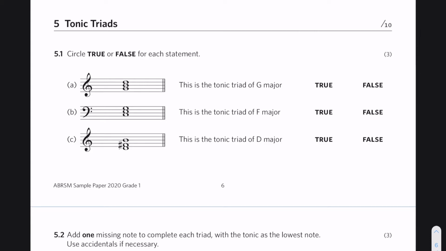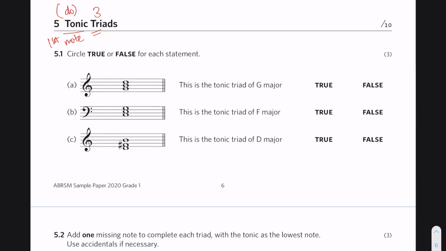Question number 5, tonic triads. What is a triad? The word tri means three, so triad just means three notes stacking on top of each other. Tonic means do, or the first note of a scale.